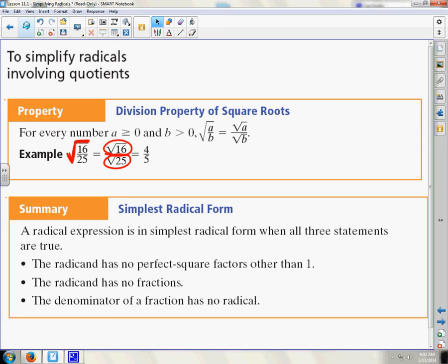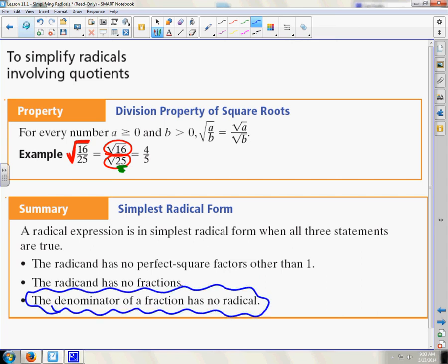So it says, the radical expression is in simplest radical form when all 3 statements are true. The radicand has no perfect square factors other than 1. The radicand, remember, is this number underneath, the 25 and the 16. The radicand has no fractions, so you can't have a fraction under your radical sign. And the denominator of a fraction has no radical. This one's key too. The denominator cannot have a radical sign.